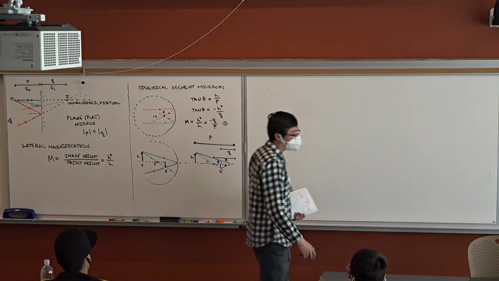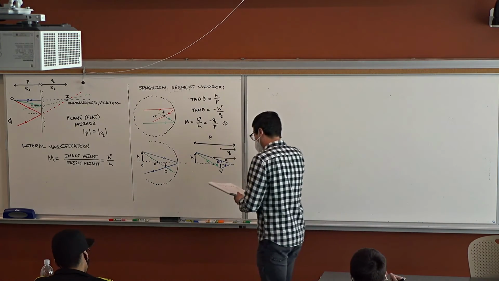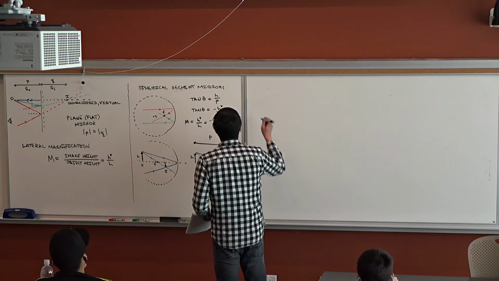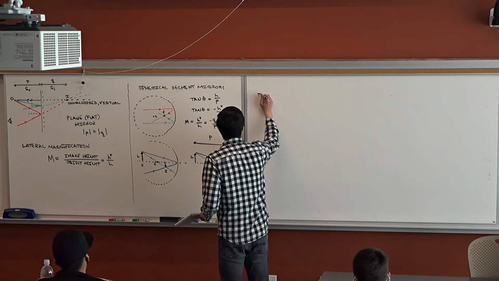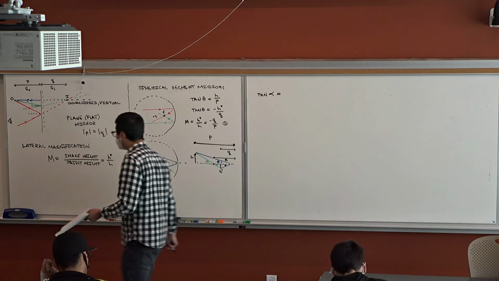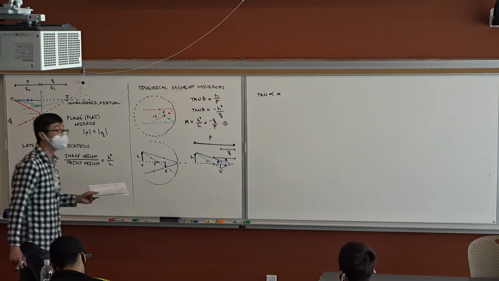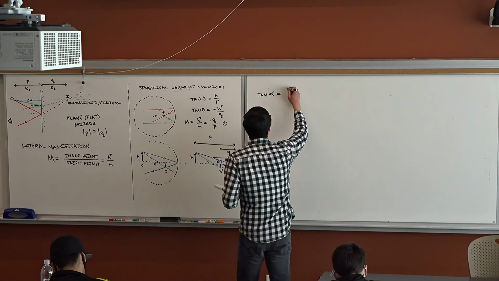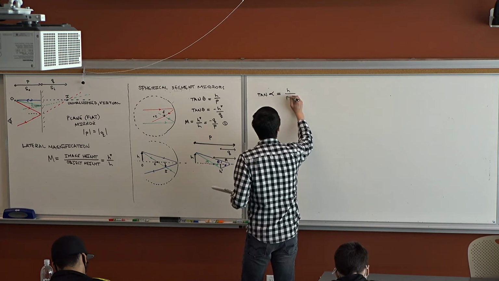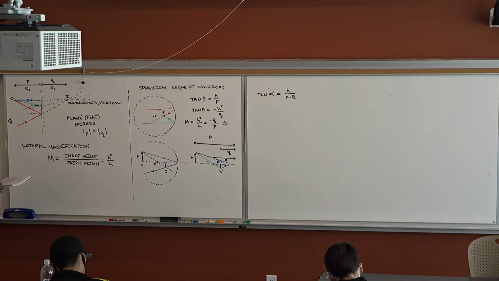Let's use another board. What if I wanted to look at tangent of alpha? Let's do it first in terms of H. H over P minus R. Say this again? H over P minus R. We're happy? Okay.